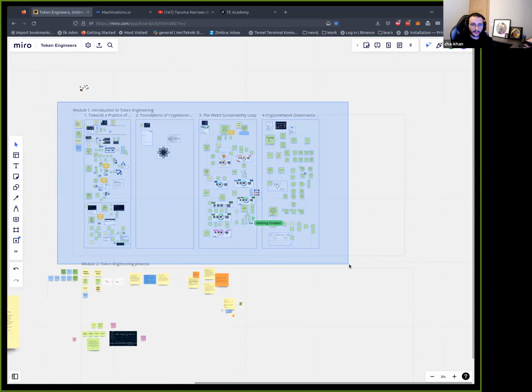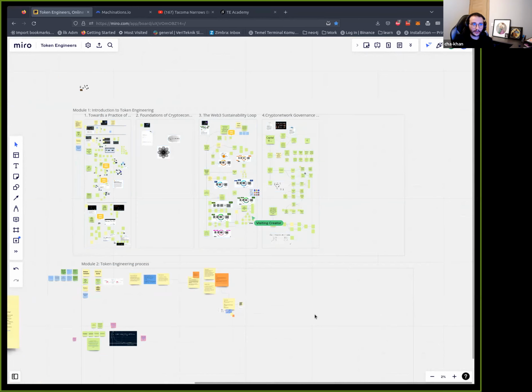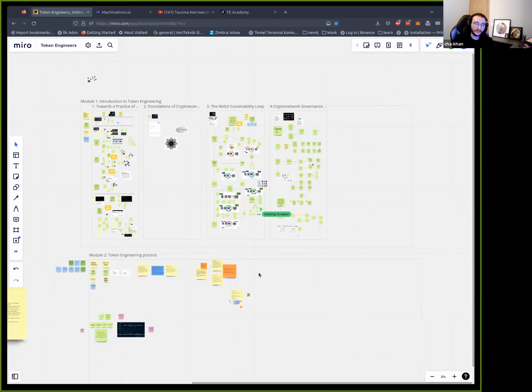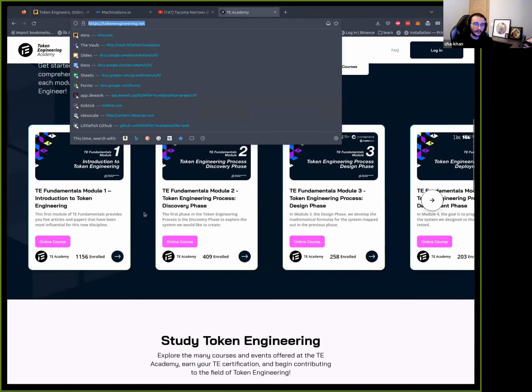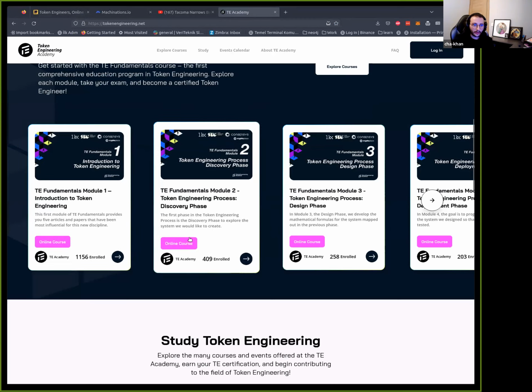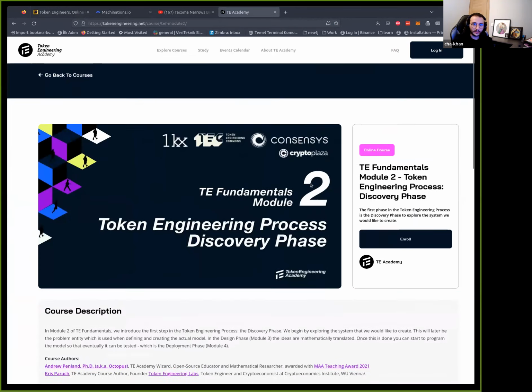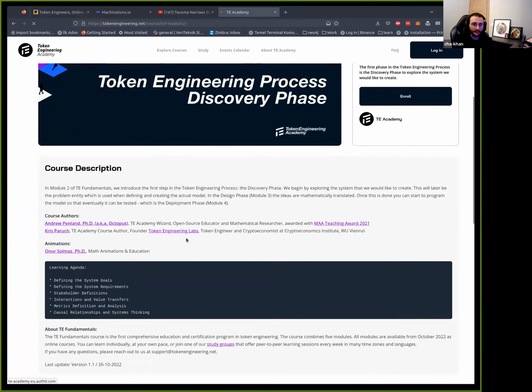So this establishes an introduction to the first token engineering fundamentals course here. That was the introduction to token engineering, and we're going to jump into this module today.